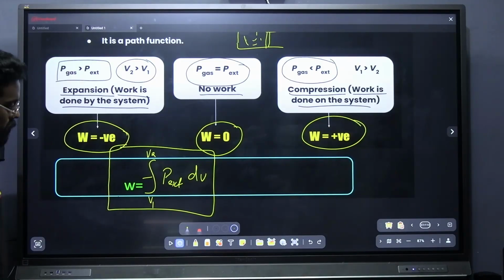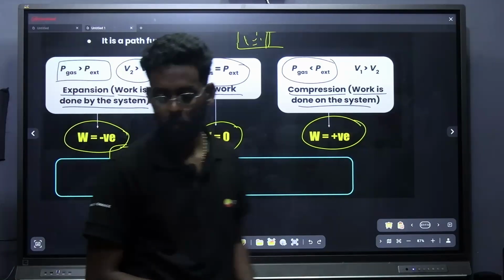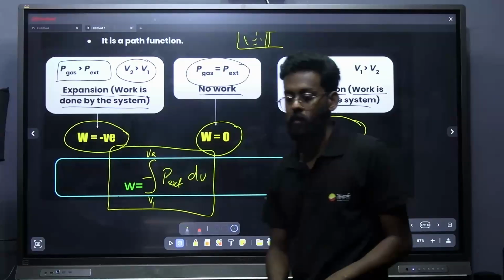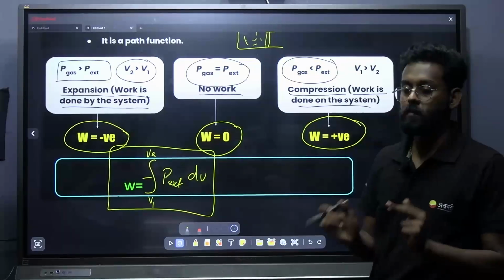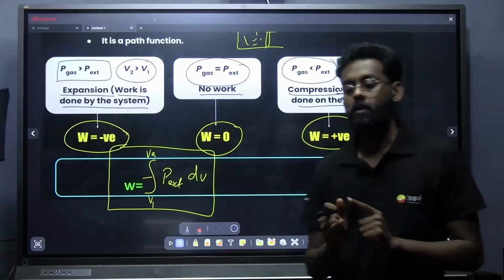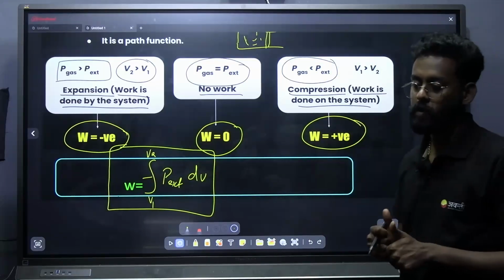Got it? Got it, all of you? Everyone? Expansion, compression and everything. Is it working properly for you?